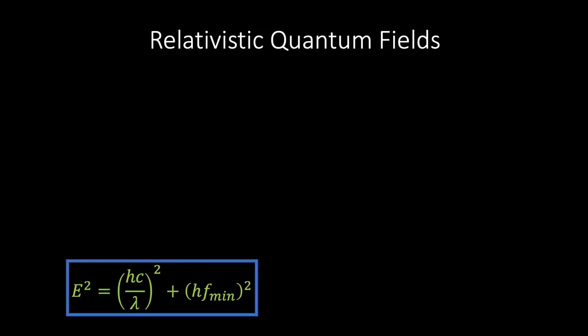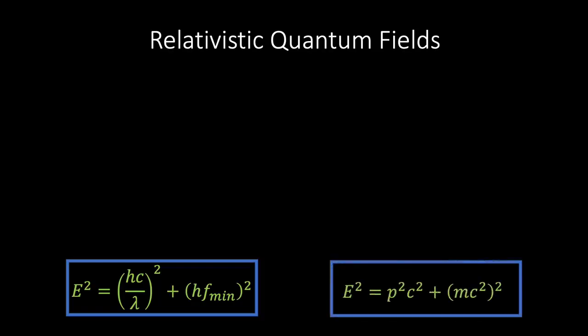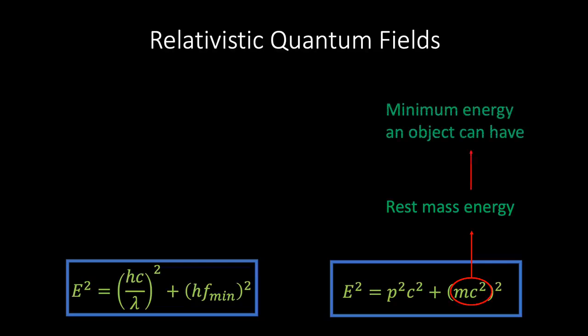According to Einstein, the energy E of an object or particle is related to its momentum p by the equation E squared equals p squared c squared plus m squared c to the 4, where mc squared is the rest mass energy of the particle, which exists even if the object is not moving, and therefore you can think of the rest mass energy as the minimum energy that the object can have.